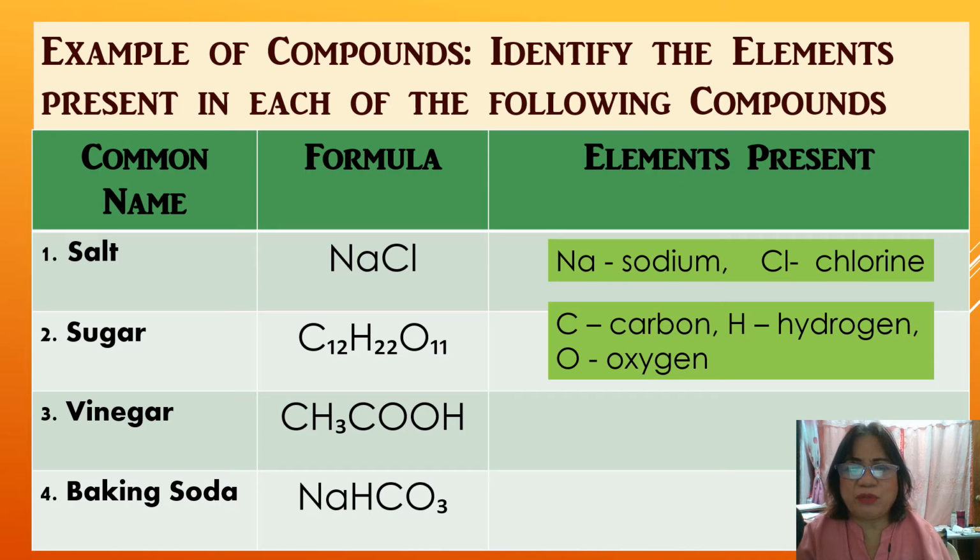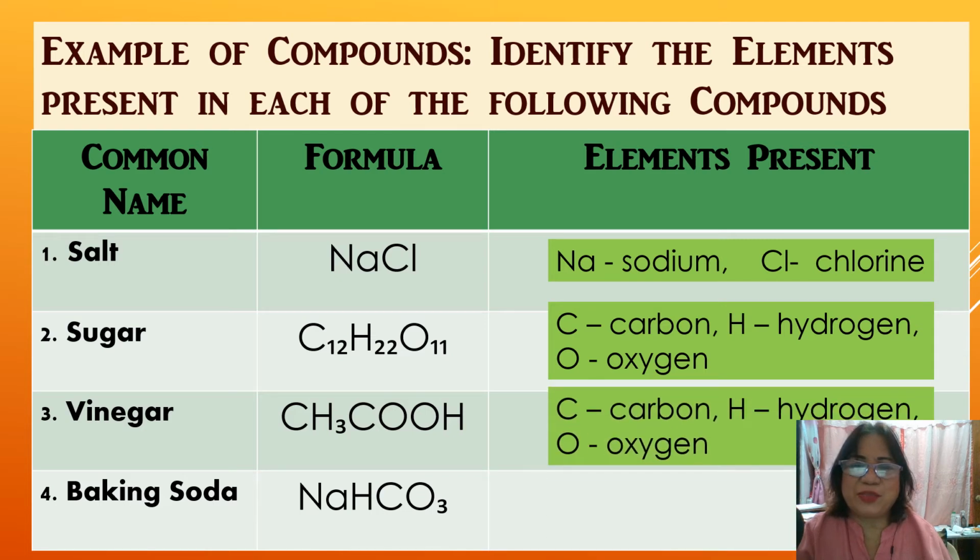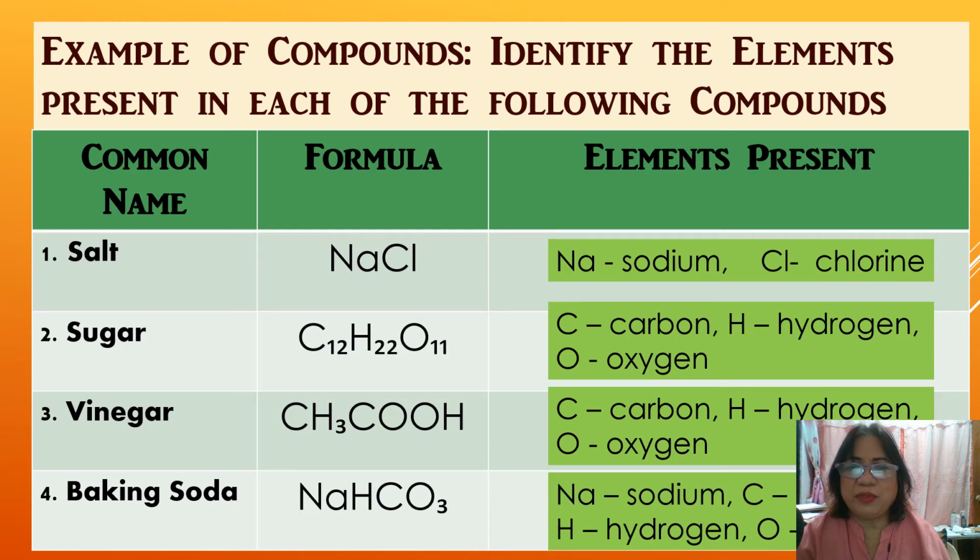So let's go to number 3, vinegar. Vinegar is given the following formula. Alright, the elements present are carbon, hydrogen, and oxygen. And the last is baking soda. Okay, the elements are sodium, hydrogen, carbon, and oxygen.